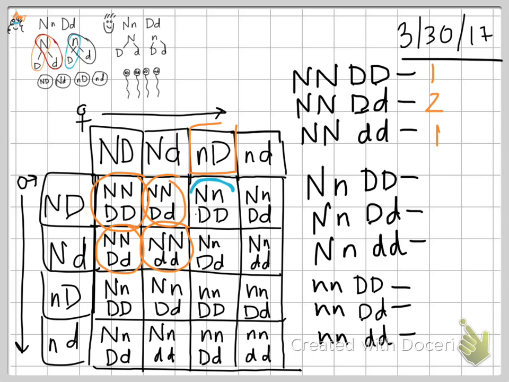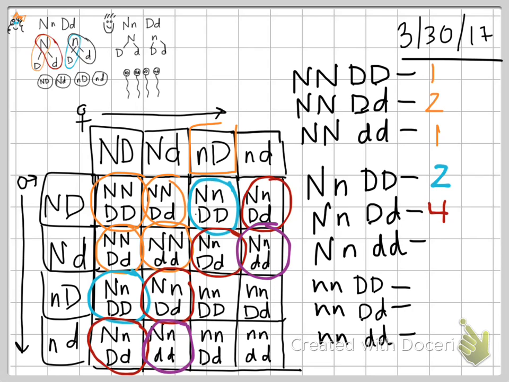So I see big N, big D, big N, little n, big D. I see 2. Then, let's see, I'm going to do this. Big N, big D, big N, little d. Well, I see 4. And big N, I'll do this in purple. Little d, I see 2. Huh. Look at that pattern.